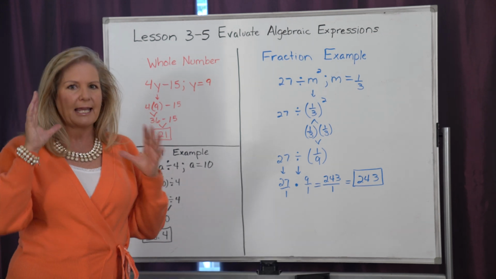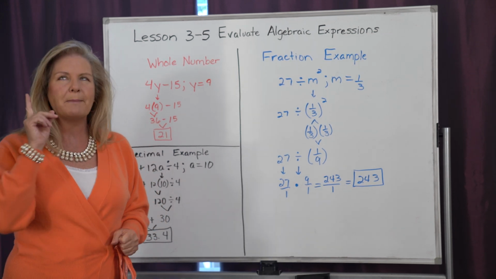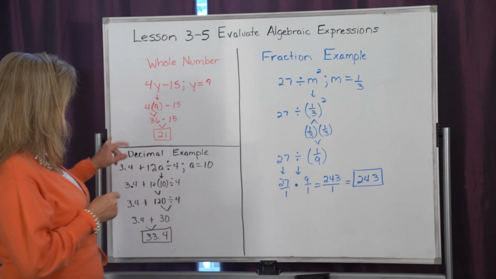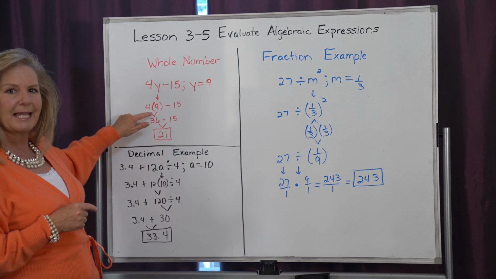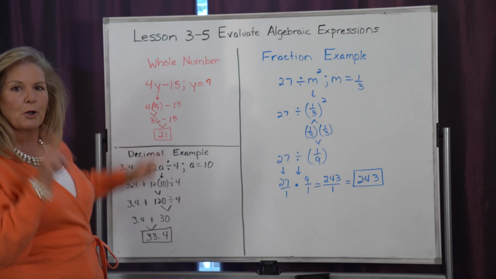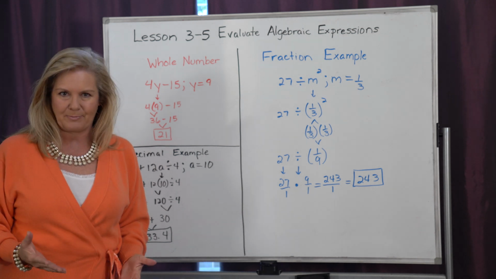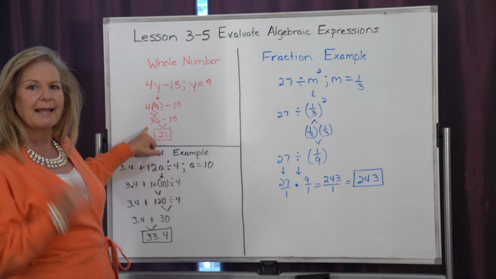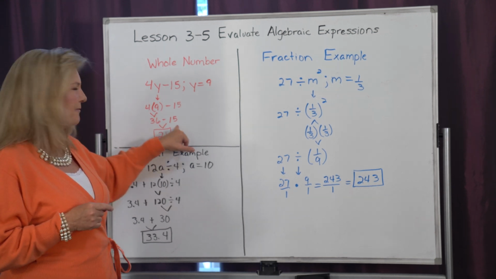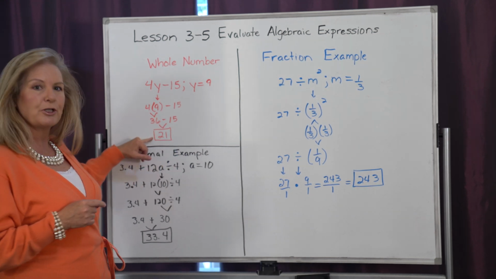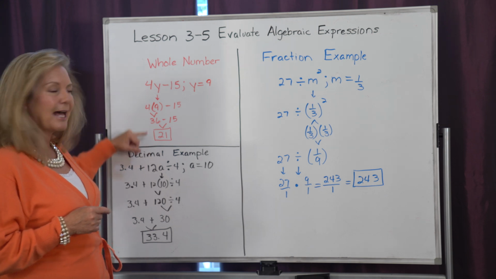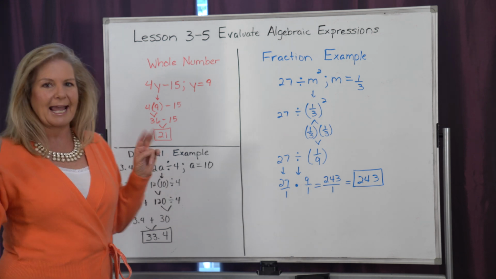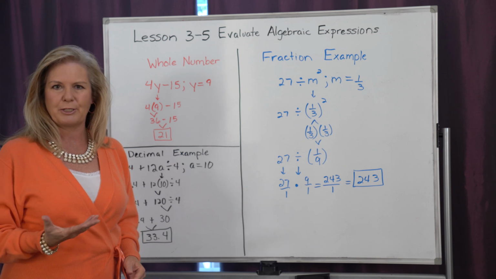Now in math, if we have multiple operations, we must follow order of operations. And so here I have multiplication and subtraction. Well, multiplication always must be done first. So I'm going to do 4 times 9, which is 36. Then I can subtract my 15, and I get a solution of 21. So when I evaluated this example, my answer or my solution would be 21.